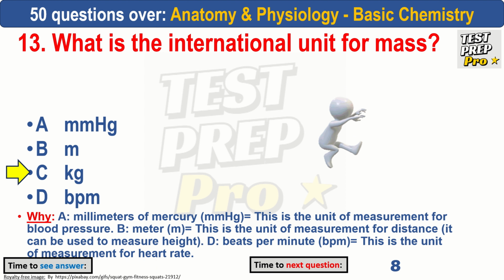The answer is kg, which refers to kilogram. mmHg is millimeters of mercury, M is meter, and BPM is beats per minute.